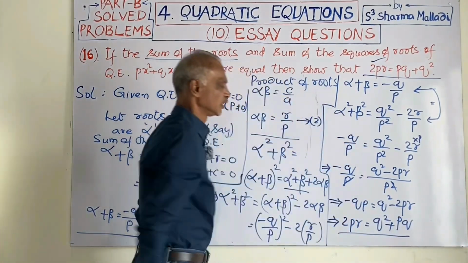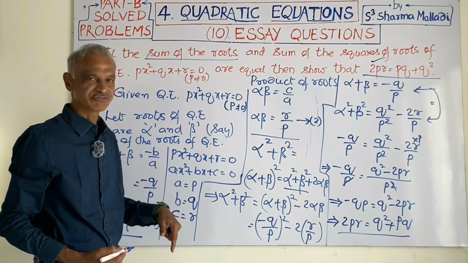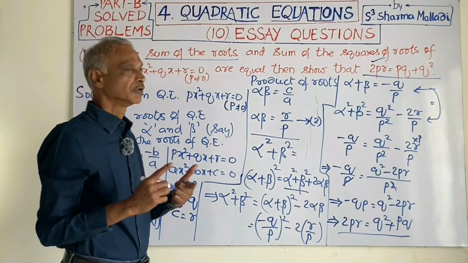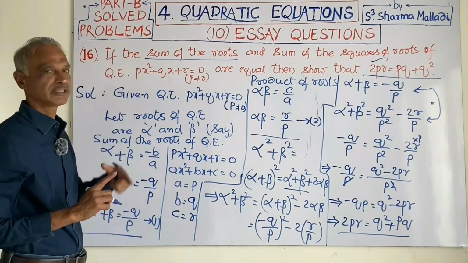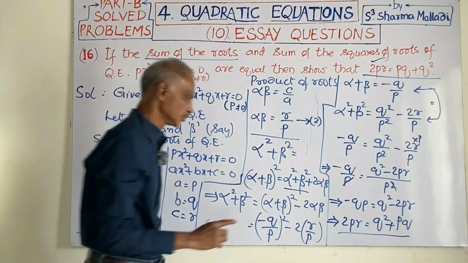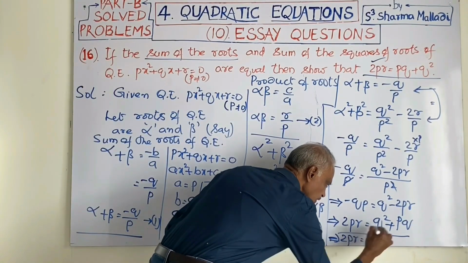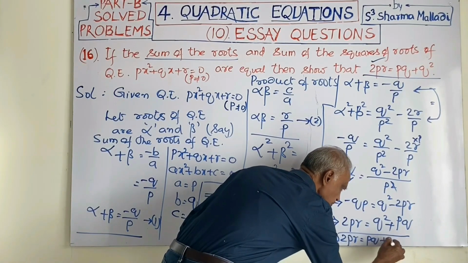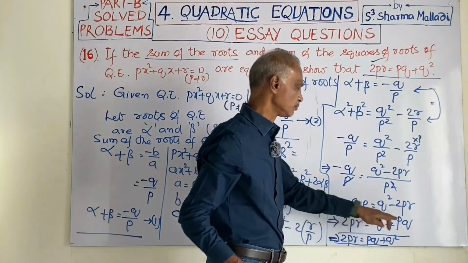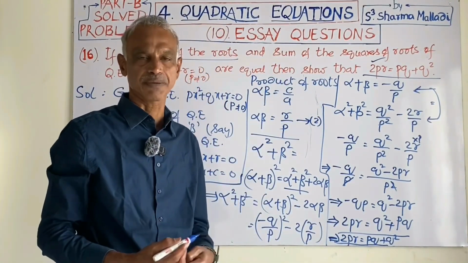As we got 2pr is equal to pq plus q square if sum of the roots and sum of the squares of the roots of the quadratic equation are equal to each other. Then you can write 2pr is equal to pq plus q square. Both are same. q square plus pq is equal to pq plus q square, commutative property.